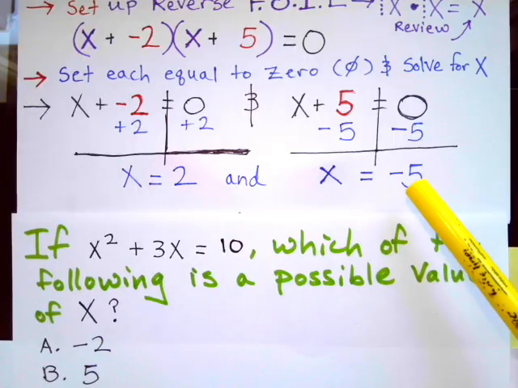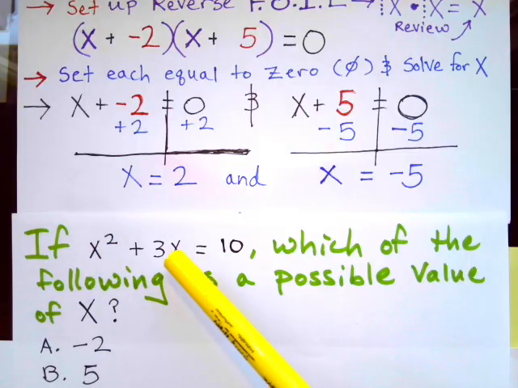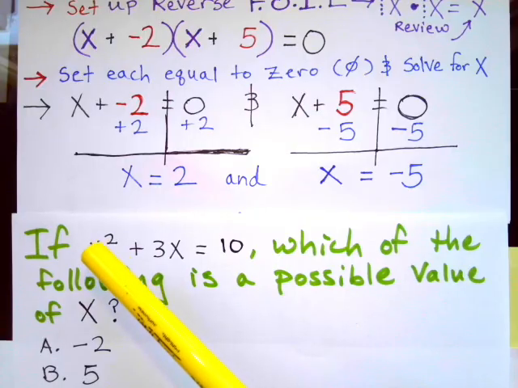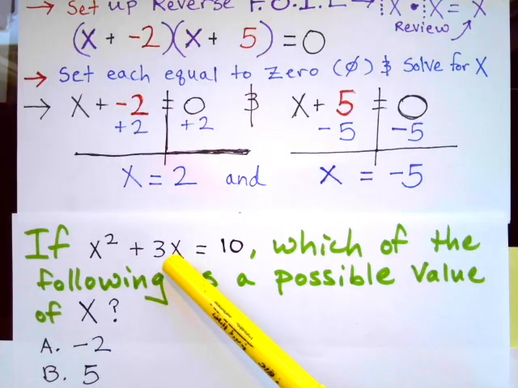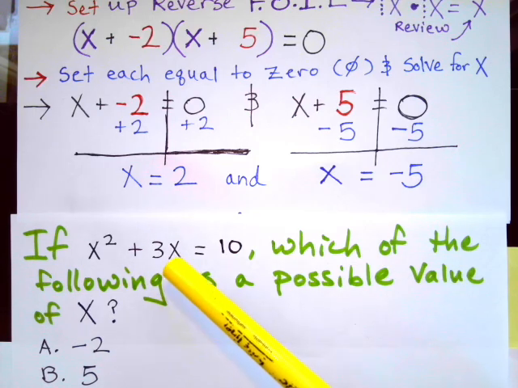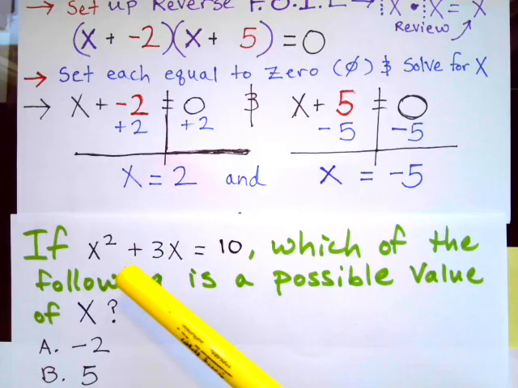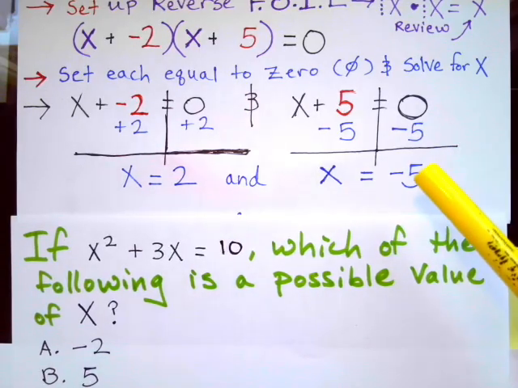Now I'm going to substitute x equals negative 5. I'll substitute a negative 5 everywhere I see x. Negative 5 squared is a negative 5 times a negative 5, which is a positive 25. Plus 3 times a negative 5 is a negative 15. So you have a positive 25 plus a negative 15. 25 plus a negative 15 gives me 10. 10 equals 10. Yes, this answer also checks off.